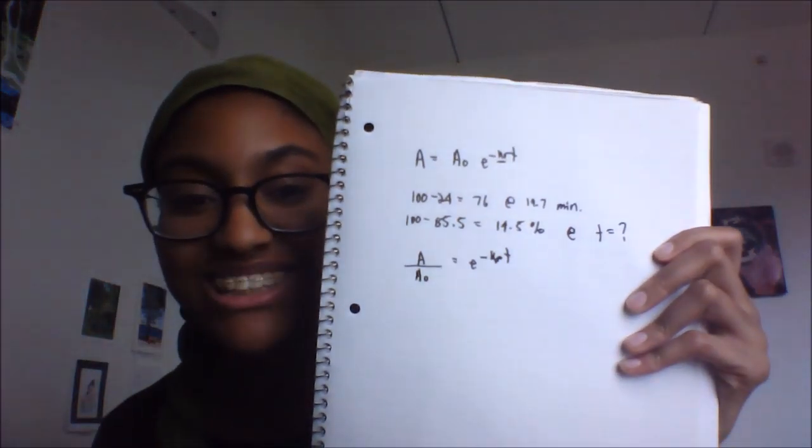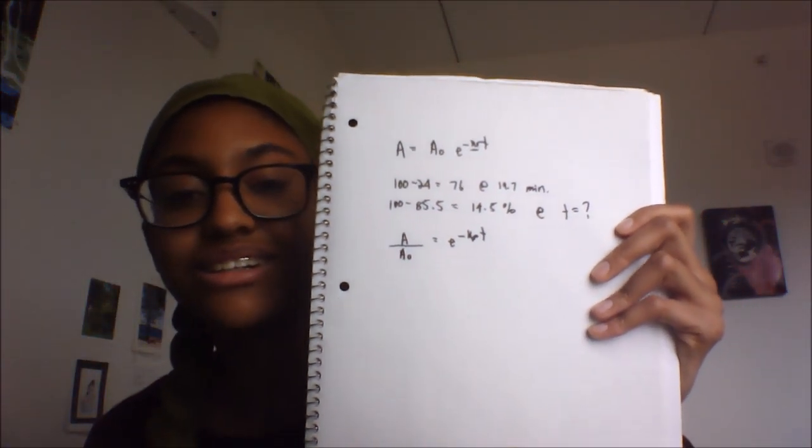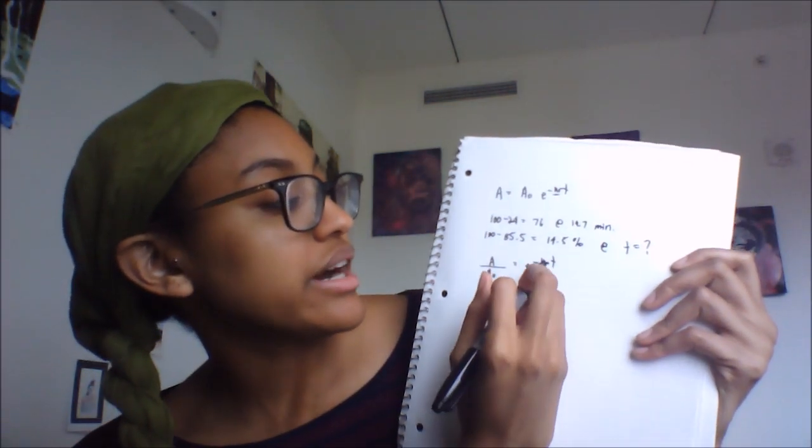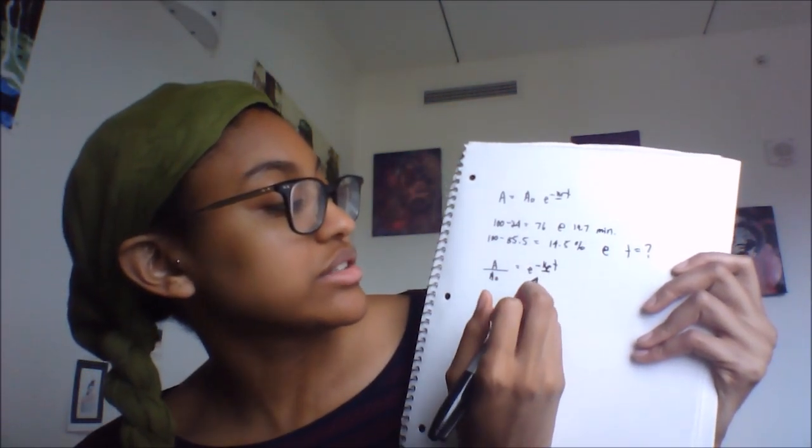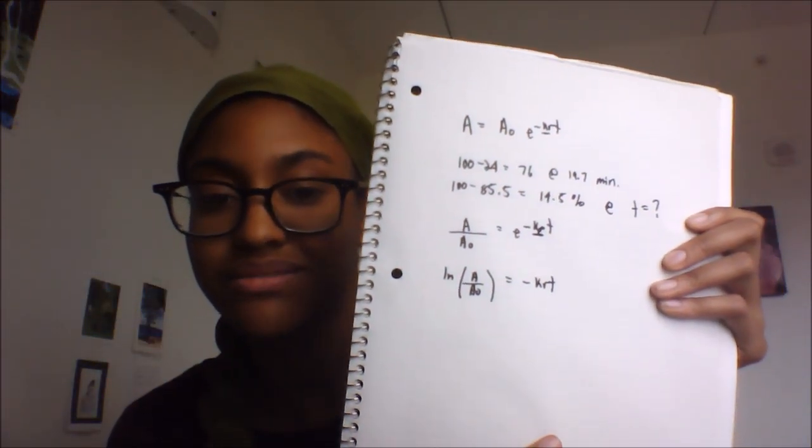Excuse me, k is the rate constant. Anyway, this is what we have here. Now we're trying to isolate the k, so we take the ln. This will cancel out the e and bring the kt down, and we'll have the ln of this. So ln of A over A0 equals negative kt, rate constant times time. But let's move the negative over, it'll make our lives somewhat easier.